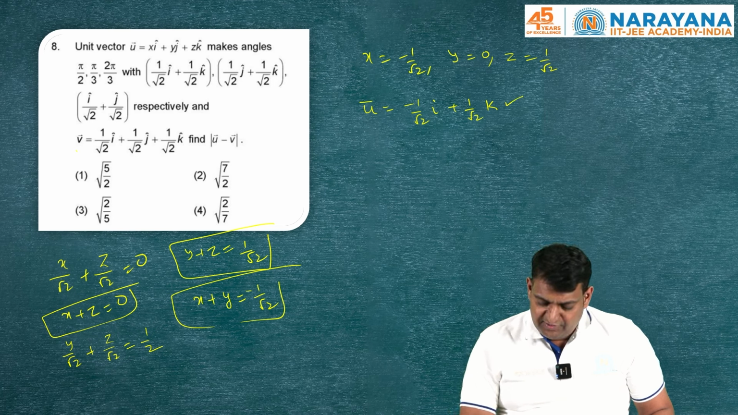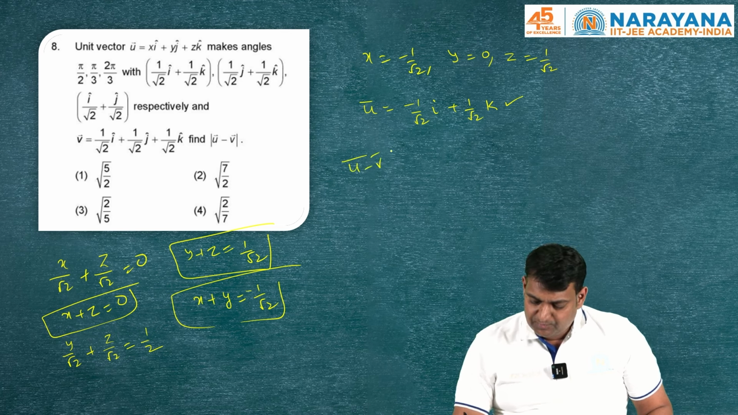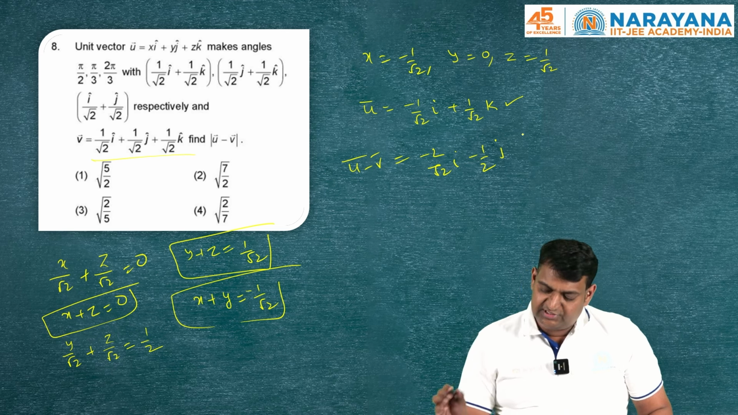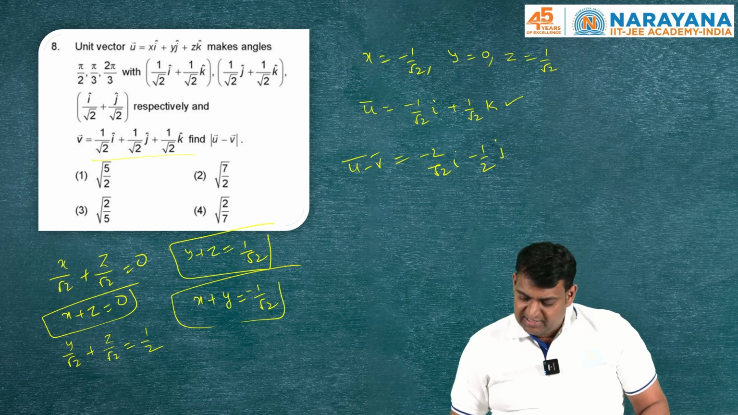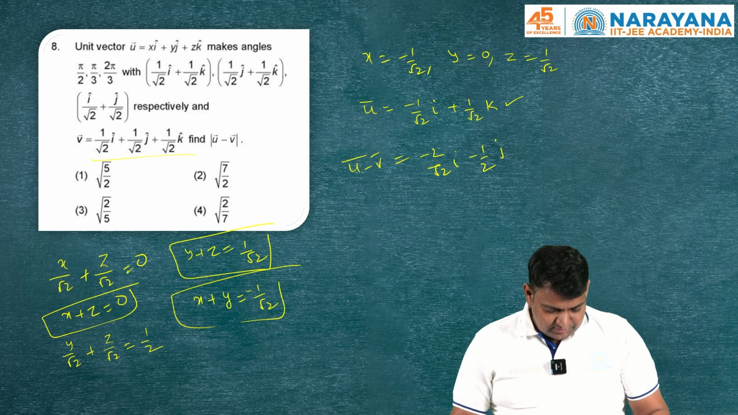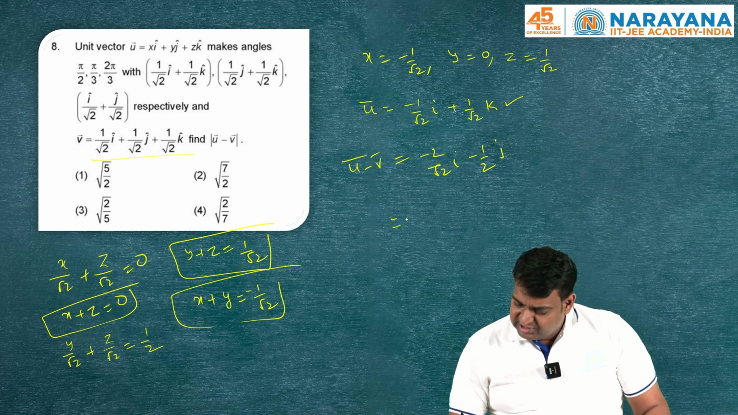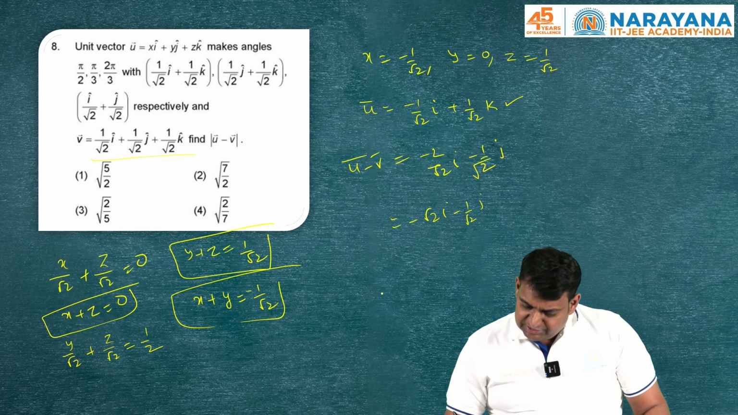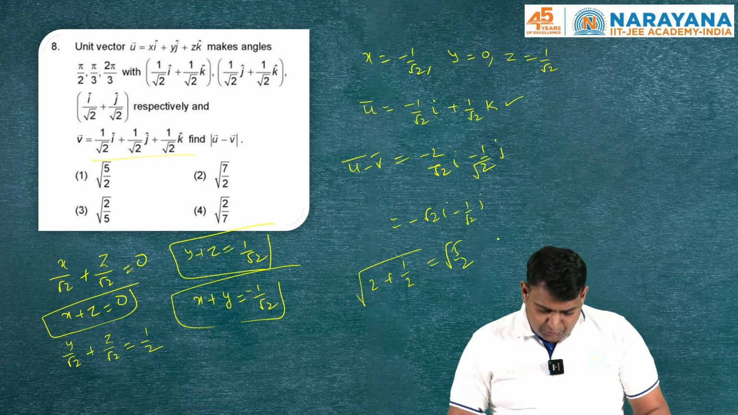Now, U you have and V you have. So what is U minus V? U minus V is minus 1 by root 2 minus 1 by root 2, that is minus 2 by root 2 i, minus 1 by root 2 j, and this is cancelled. So this is your U minus V. Once you have U minus V, you can find its modulus value also. This is nothing but minus root 2 i, minus 1 by root 2 j. So that is root of 2 plus 1 by 2, that is root of 5 by 2. The answer should be the first option.